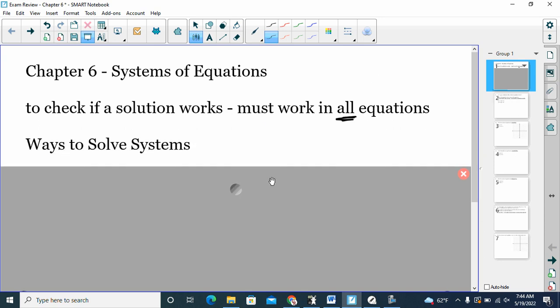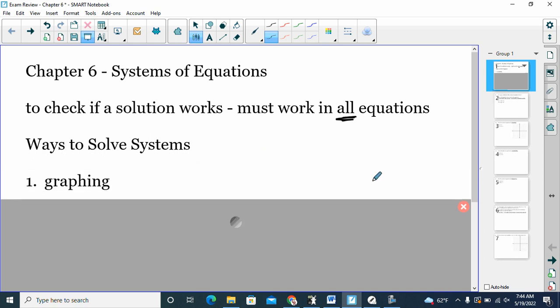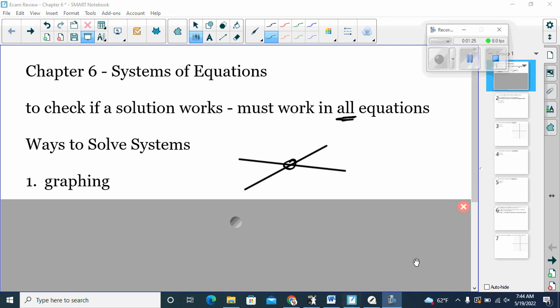We learned 3 different ways to solve systems of equations. The first was by graphing. When we solve by graphing, we graph the 2 lines. Suppose our first line looks like that and our second line looks like this. We are looking for where those 2 lines intersect. So wherever they intersect, that's going to be our solution, that ordered pair.